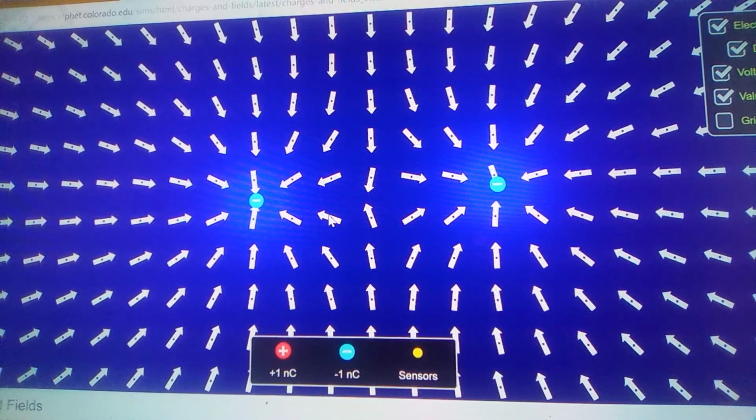If you take the sensor, it will feel nothing at the neutral point. But if you change the position of the sensor, now you see what happens. So like charges repel one another.